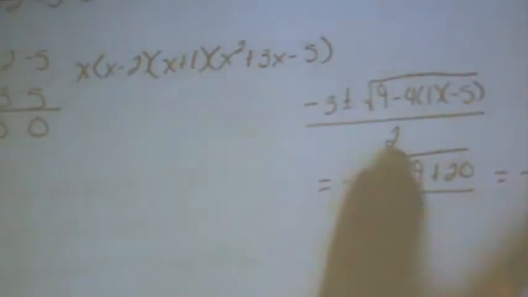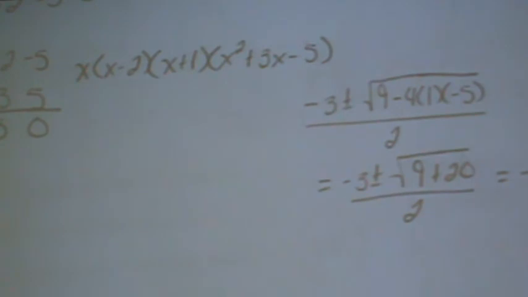You know how to do that, right? x minus 2, and x plus 1. What's left, you're going to have to use the quadratic formula to find. And that's the best I can tell you. But at least you don't have to go through this whole P over Q thing.